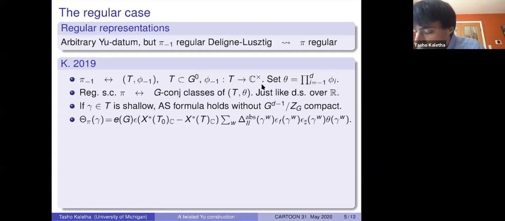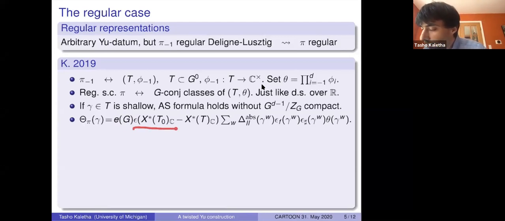So this is the value for the character of pi at this particular shallow element gamma of the torus T. There is a plus or minus sign in front, called the Kottwitz sign, which is well understood from the 80s and shows up at various places in harmonic analysis and representation theory. In the p-adic case, it's nothing more than -1 raised to the relative rank of G minus the relative rank of its quasi-split inner form. In particular, it's 1 if the group is quasi-split.